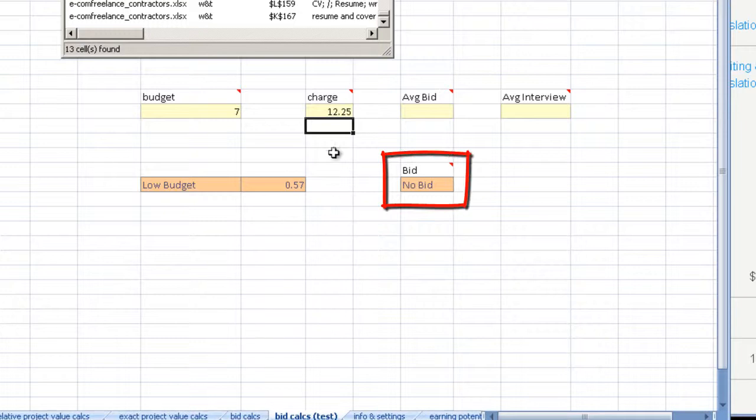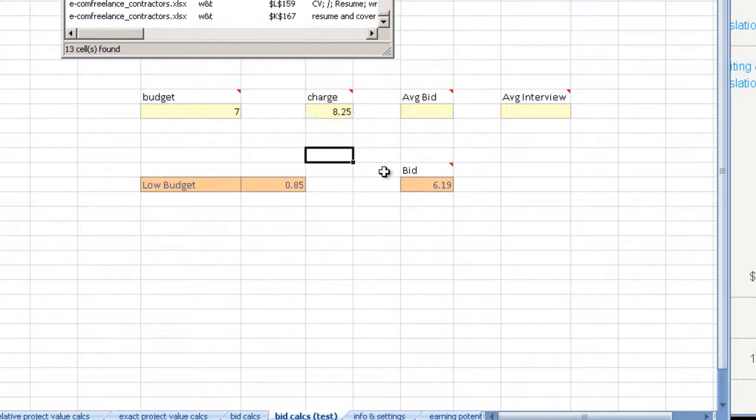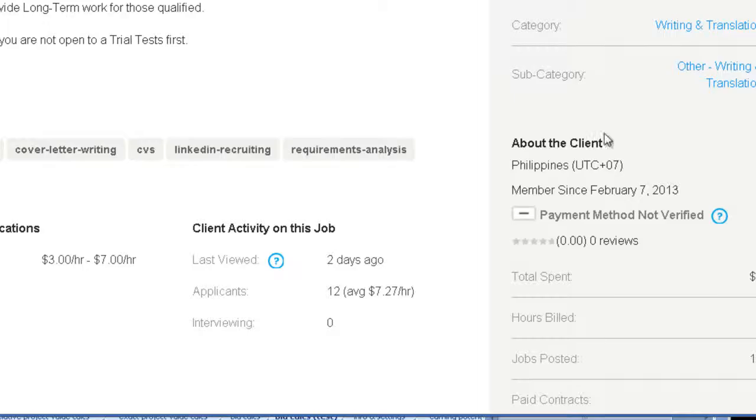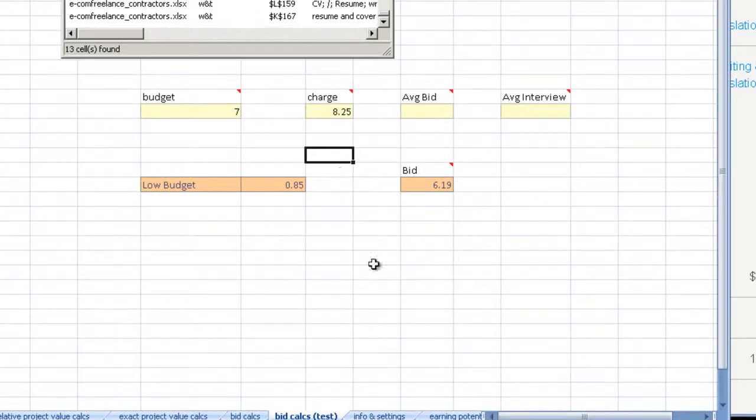However, since it is just a little bit above the budget, I have the calculation set up so that it would output a lower bid that would have a high chance of being acceptable to the contractor, yet it would also fit within the budget of the client as well. Let's see what happens when I add the average bid amount. Stays the same, so the average bid amount doesn't have an effect there.